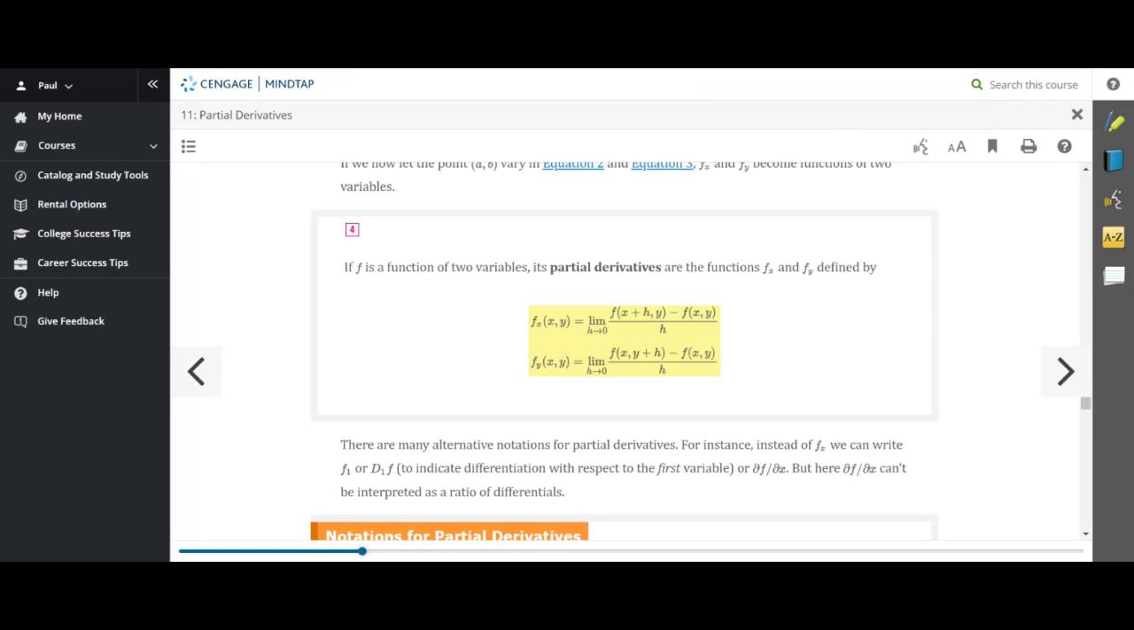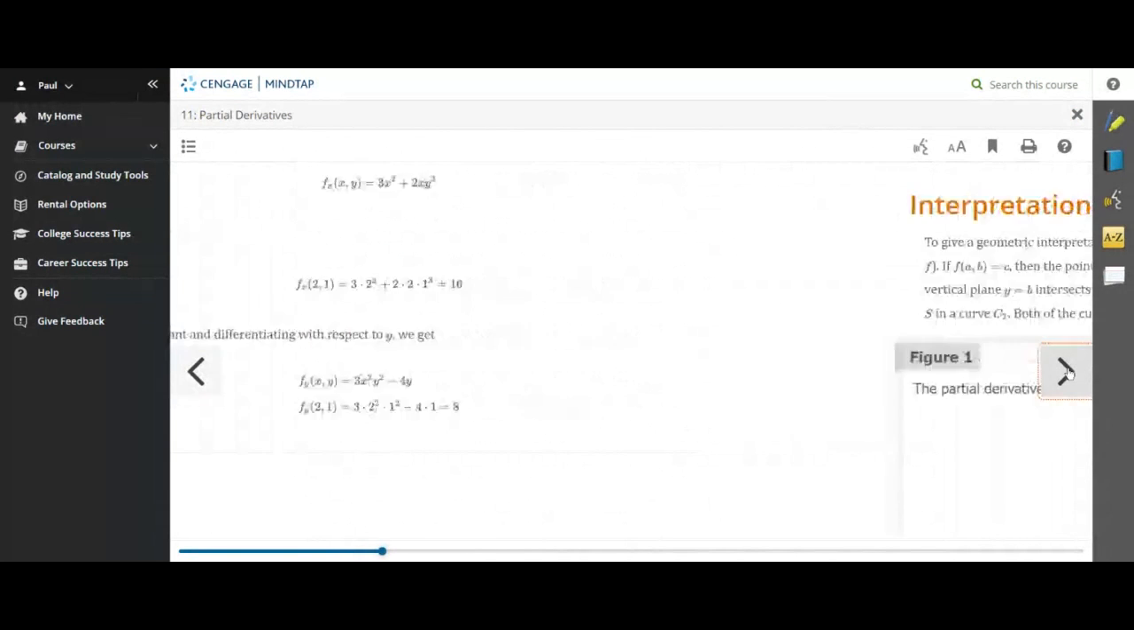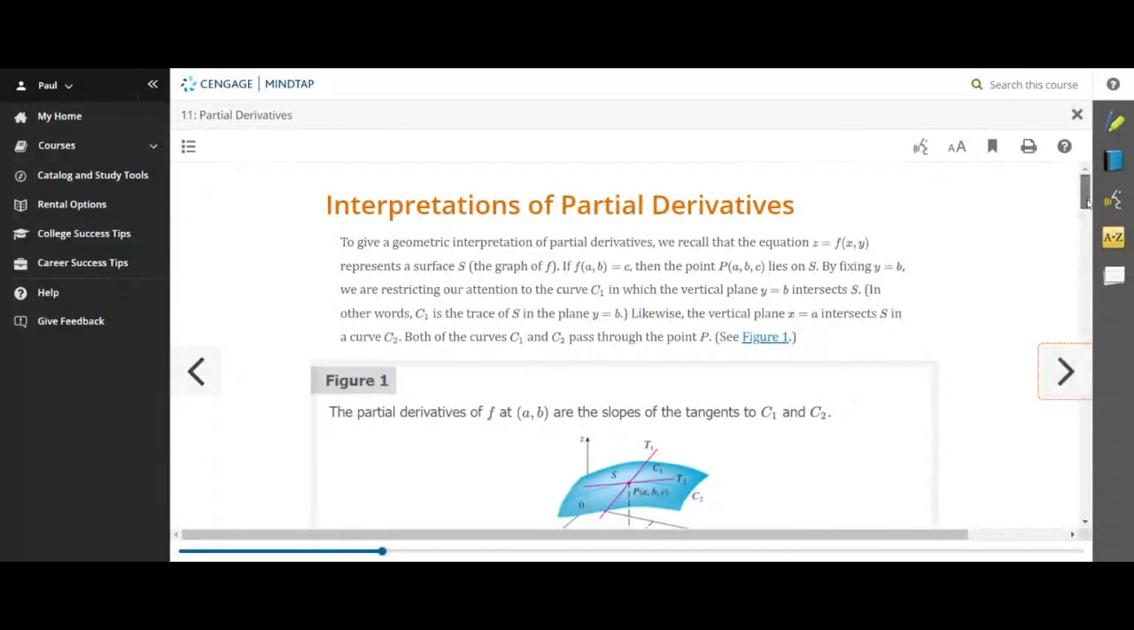And then the second definition is the partial derivative of f with respect to y, f sub y. There, you're holding x constant and you're letting y change. Okay, and if you want an interpretation of these partial derivatives, I'll show you here. Let me go. Hold on here. I want to go here to the picture.